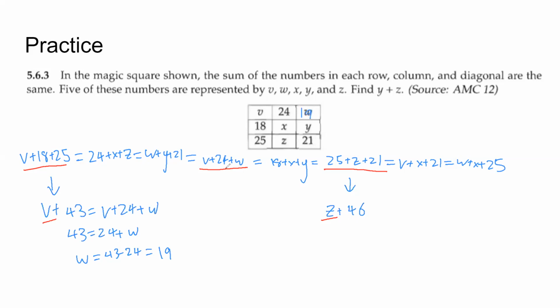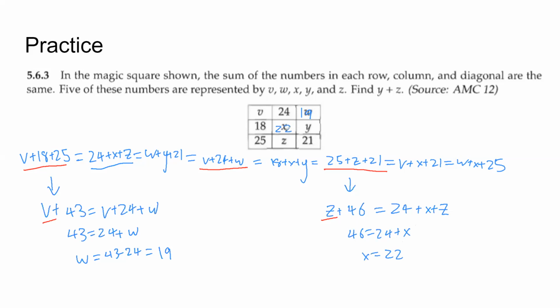Then on the other hand, we can do the same with this one. We have z plus 46 here. Well, let's look for another equation with z. That'd be this one, equals 24 plus x plus z. And now we can solve: we subtract z from both sides. 46 is equal to 24 plus x. x is equal to 22.